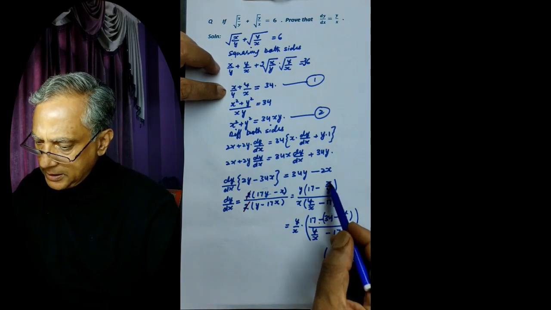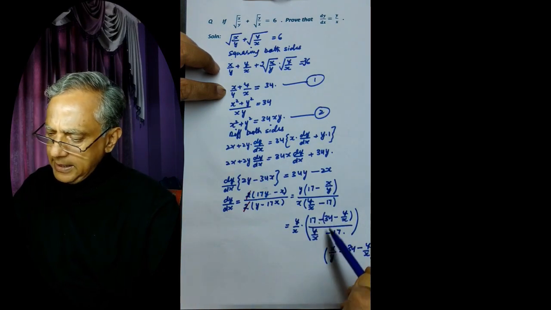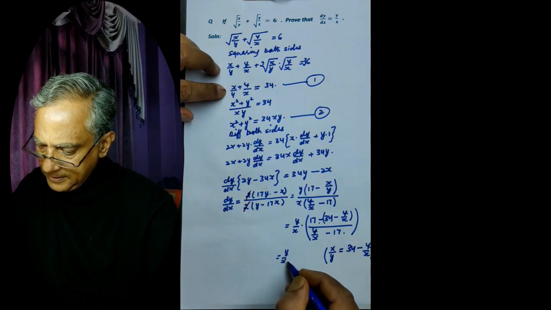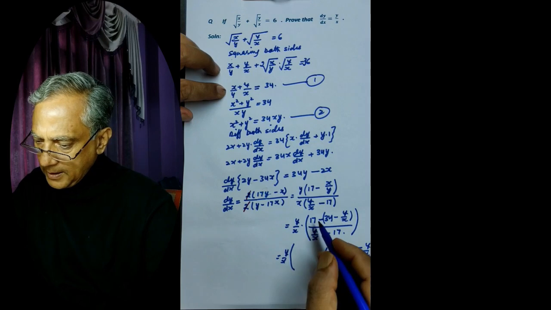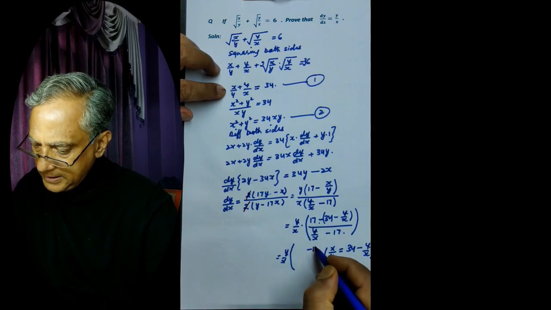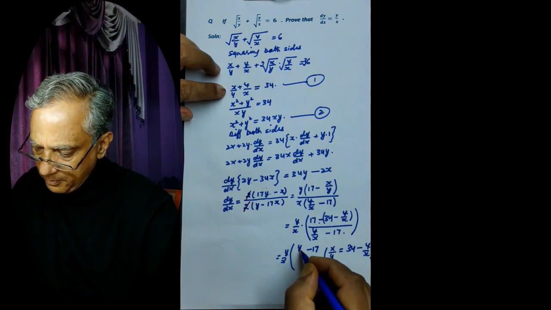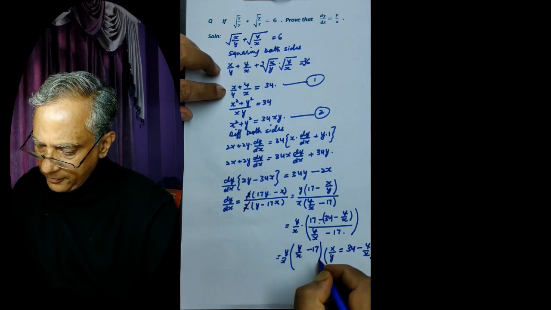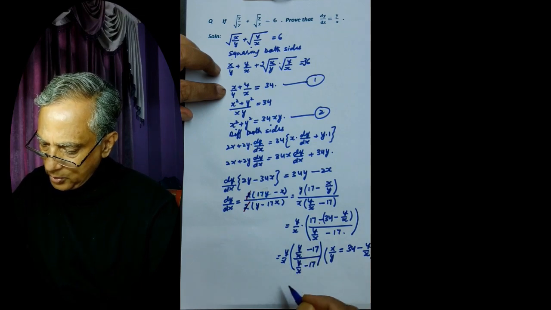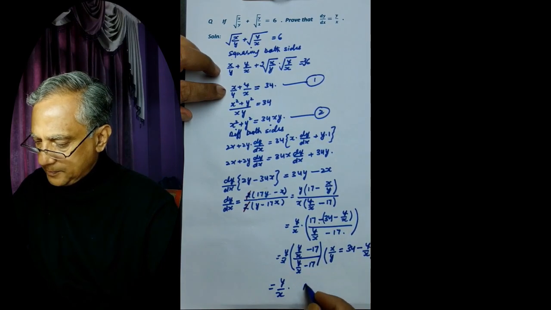I am changing this in terms of y by x so that these two terms can cancel out. So this is equal to y by x into, now 17 minus 34 is minus 17. So this is minus 17 and this is minus minus plus y by x. So y by x minus 17 divided by y by x minus 17. These two cancel and we get y by x also.